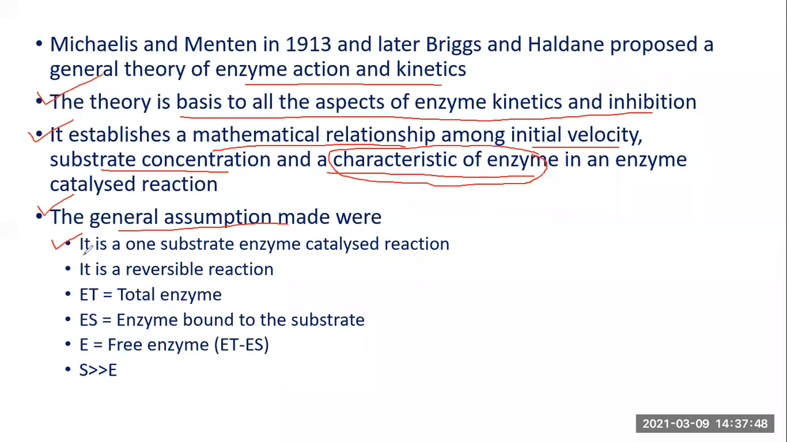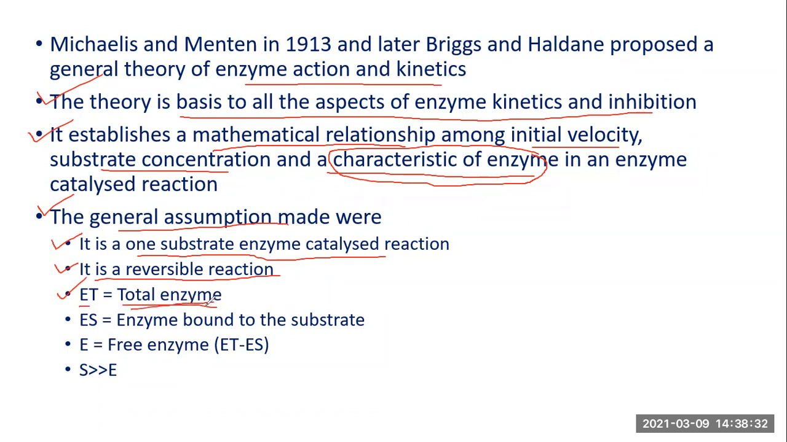So what were those assumptions? Initially they did it for a one substrate enzyme catalyzed reaction. Please remember that in biological systems, one substrate enzyme catalyzed reactions are very rare. The majority of reactions are two substrate enzyme catalyzed reactions. But deriving the Michaelis-Menten equation for a two substrate reaction becomes very complicated. So for the sake of understanding, they started with one substrate. The second assumption was that the reaction catalyzed by the enzyme is reversible.